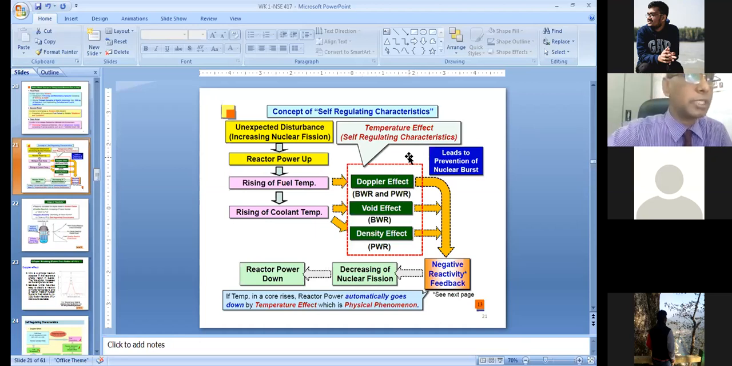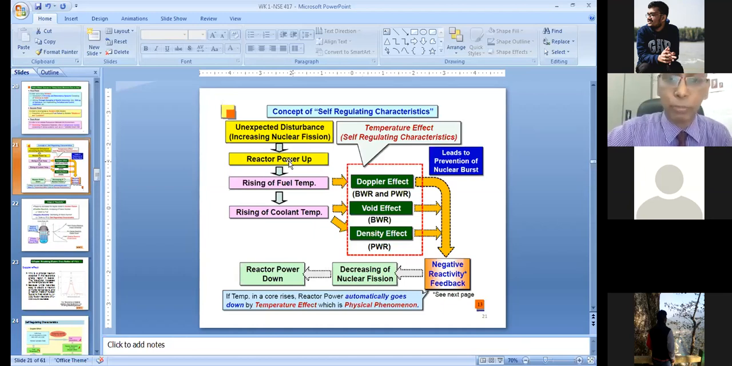Doppler effect means a higher probability of absorption. That means when an unexpected disturbance and an increase in nuclear fission happen, the neutrons will be absorbed by using the Doppler effect. How? Because of this way. Number one, when nuclear fission is going up, reactor power definitely will go up.